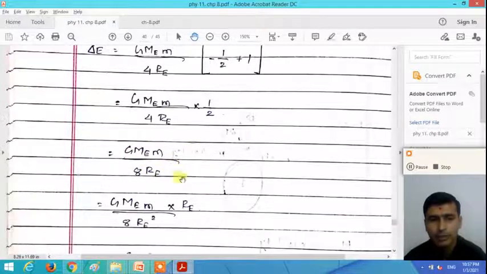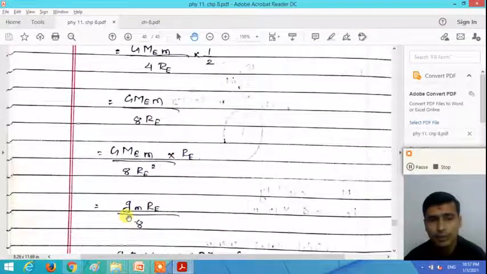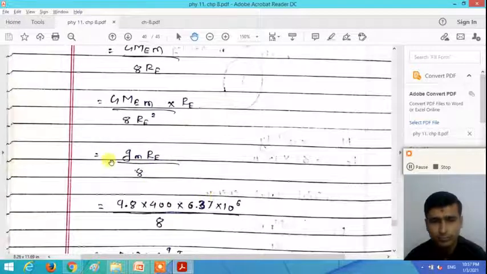Now multiply and divide by RE. Capital G ME m divided by 8RE square into RE. G ME divided by RE square, we get the small g, right? That is the value of acceleration due to gravity on the surface of the earth. So we get the change in the total energy as g m RE divided by 8.